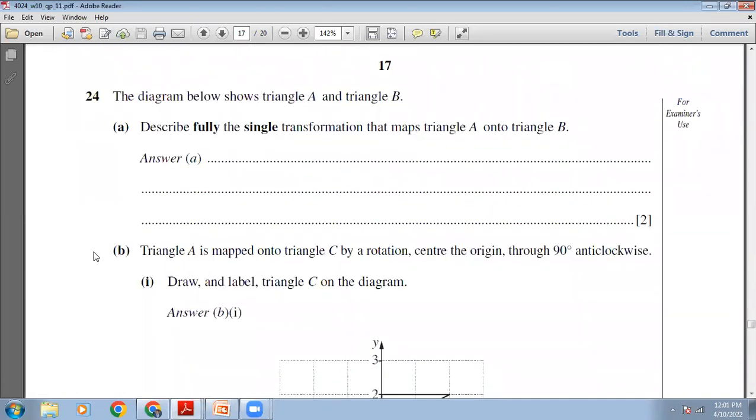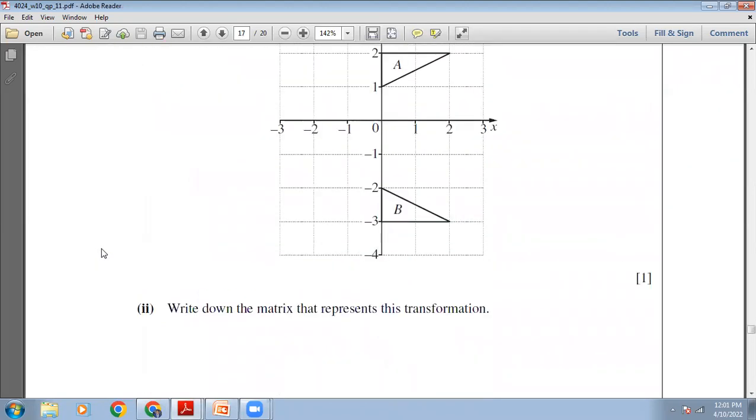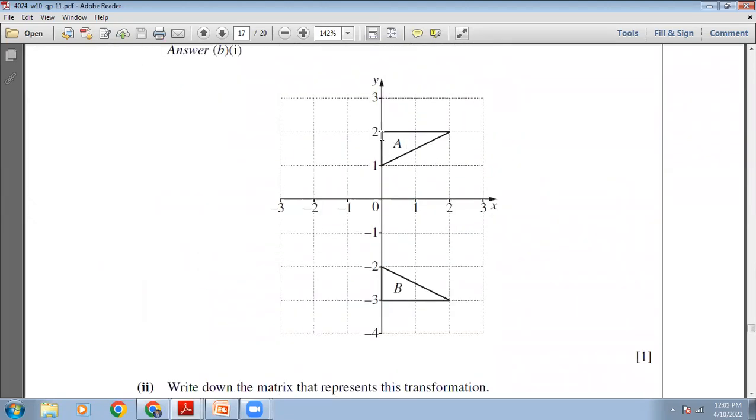He says the diagram below shows the triangle A and the triangle B. Describe fully the single transformation that maps the triangle A onto the triangle B. You see clearly, this and this. This triangle has been flipped. It's a reflection. And how do you find the line of reflection? You join the same points and you draw the perpendicular bisector of that line.